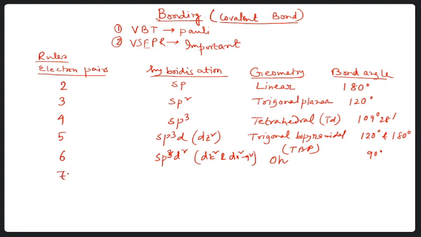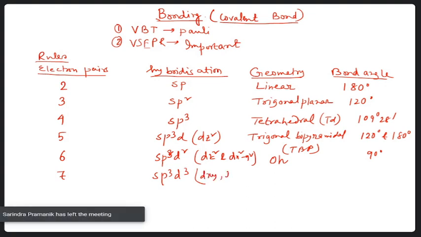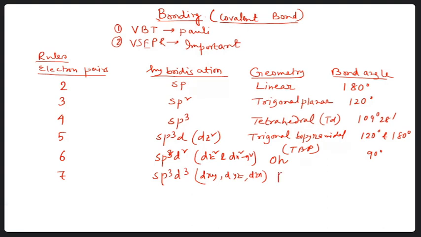If it is 7, then sp3d3. The d orbitals are dxy, dyz, and dzx. The geometry is pentagonal bipyramidal. The bond angles are 90 degrees and 72 degrees. So these are the bond angles according to VSEPR.